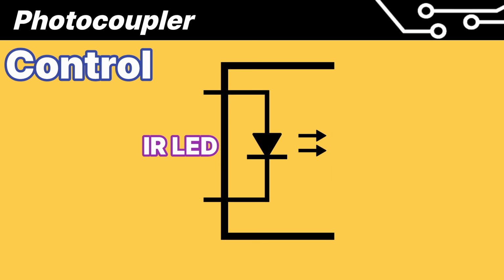First is the input section. When power is connected, the IR LED in the circuit activates and emits light. The role of the input section is to activate the transistor in the output section.